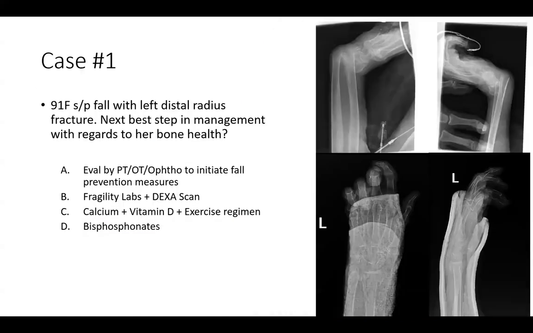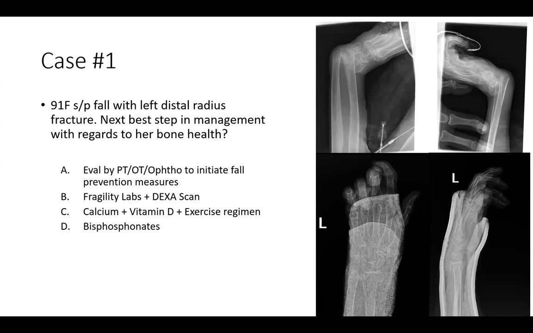So our first case, and disclaimer, all the answer choices are going to be the same for all of these cases. Our first patient is a 91-year-old female who had a ground fall with a left distal radius fracture. What is the next best step in management with regards to her bone health? Are you just going to have her be evaluated by physical therapy, occupational therapy, and ophthalmology to try to initiate fall prevention measures? Are we going to order fragility labs and a DEXA scan? Are we going to start her on calcium, vitamin D, and an exercise regimen? Or are we going to start her on bisphosphonates?